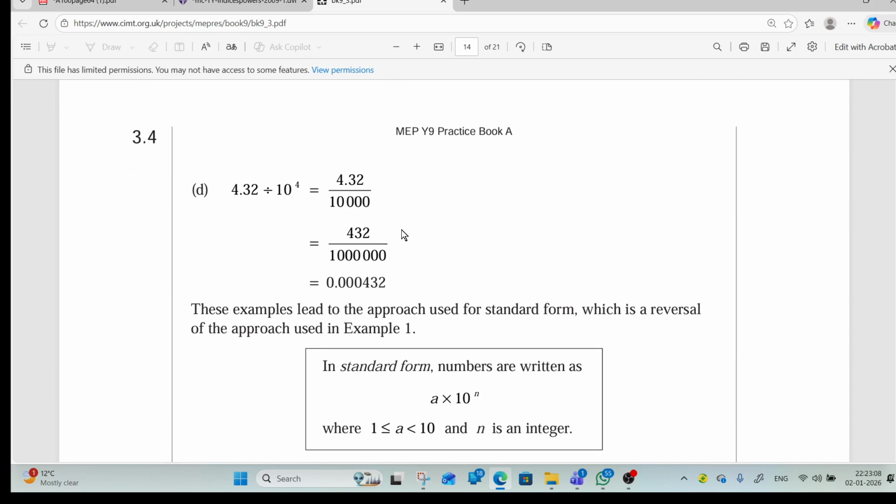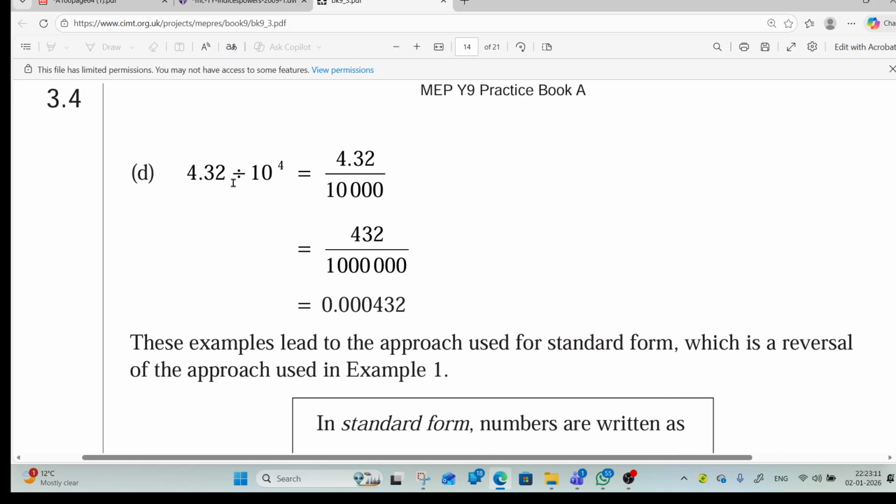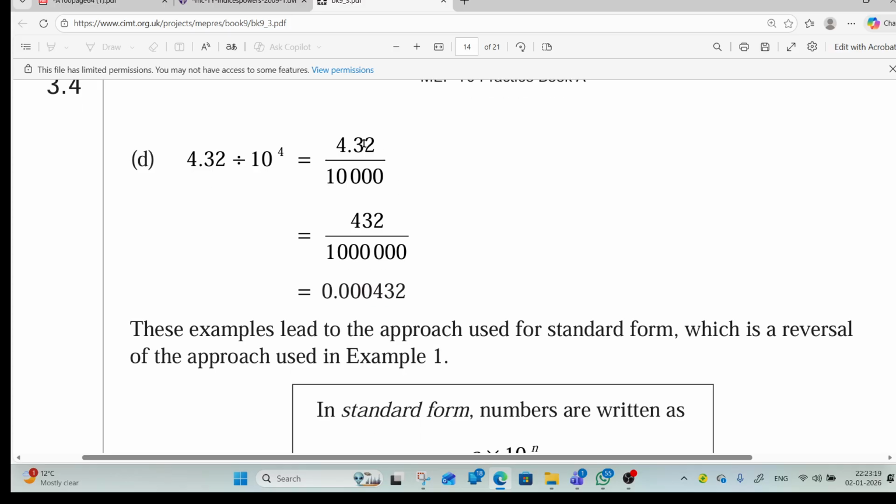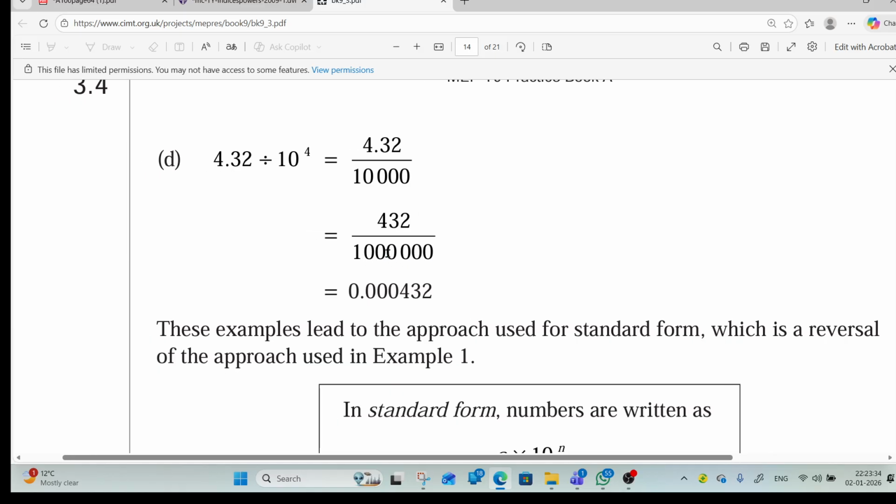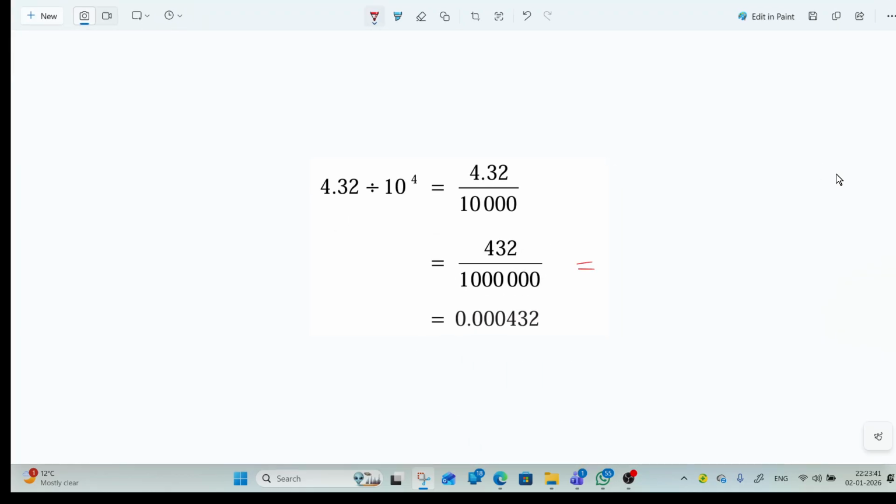Now, for example, if you have 4.32 divided by 10 to the power 4, 10 to the power 4 means there should be four zeros. Now, if you remove the decimal, there are two digits in the numerator after the decimal. So you need to add two more zeros in the denominator, right? After these four zeros, you put two more zeros. Now, you write the numerator as it is. You have 432 in the numerator, right?